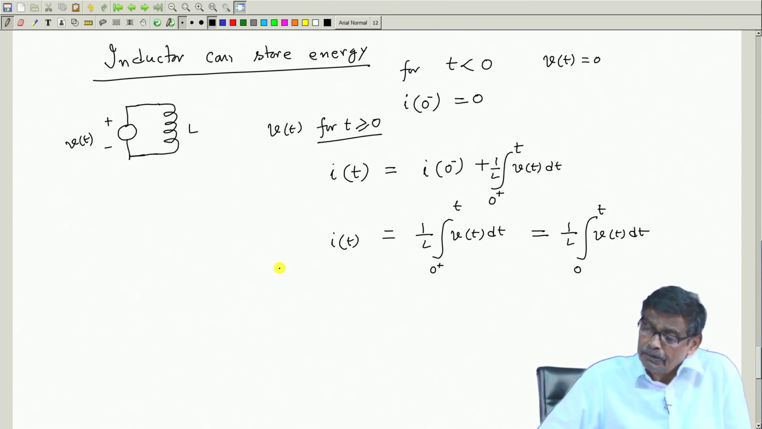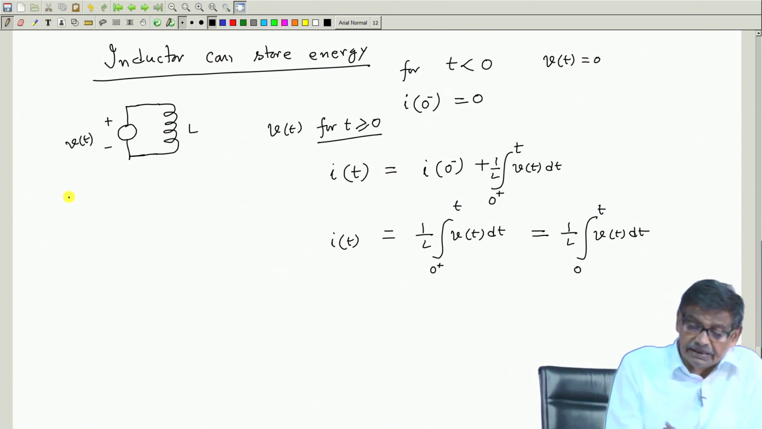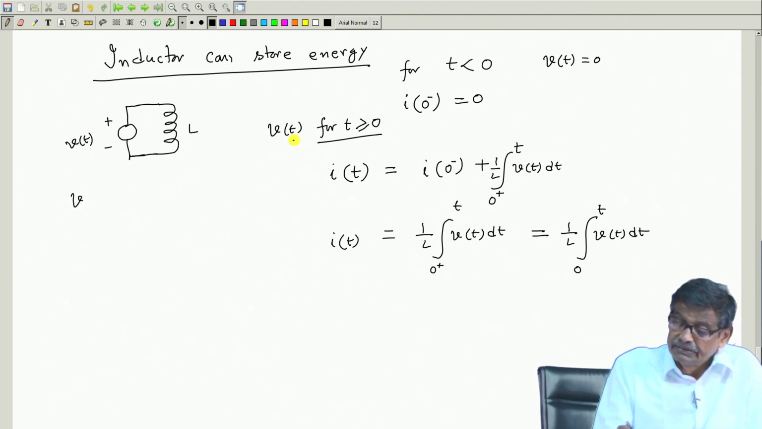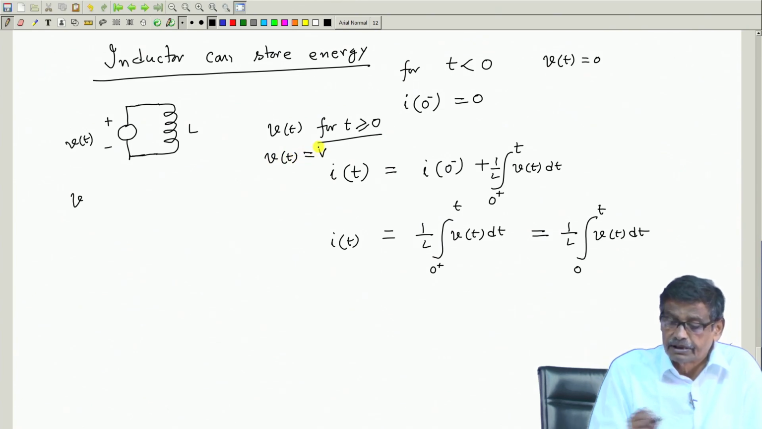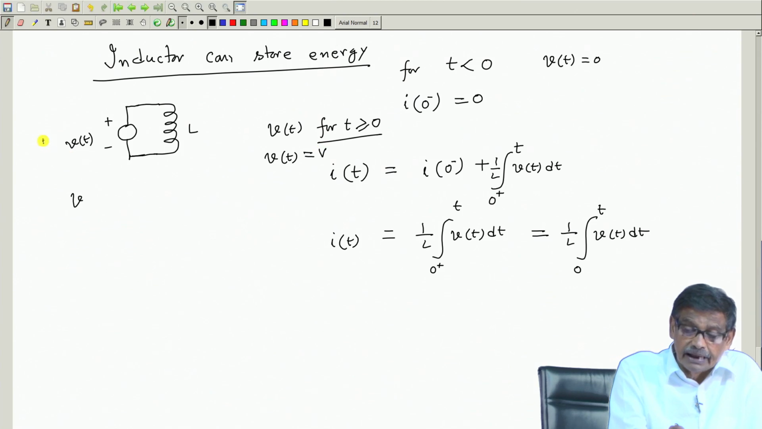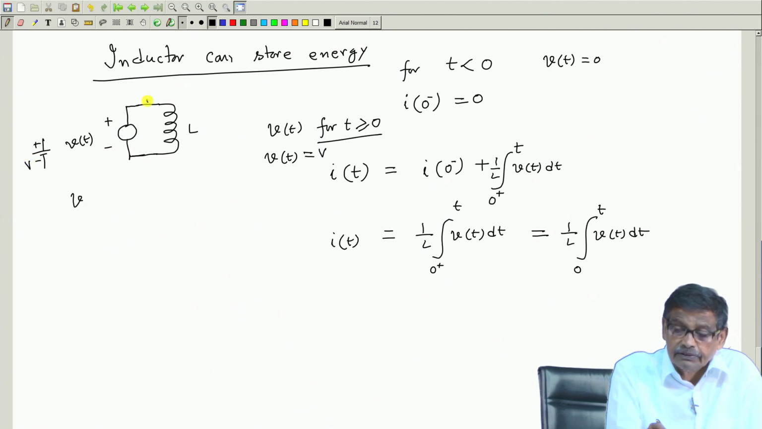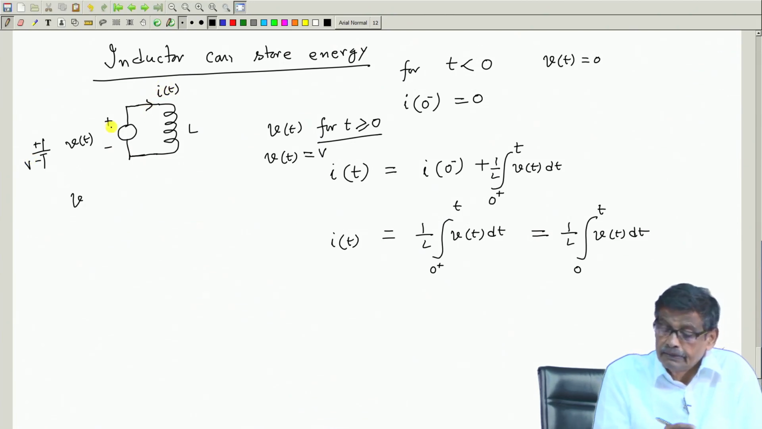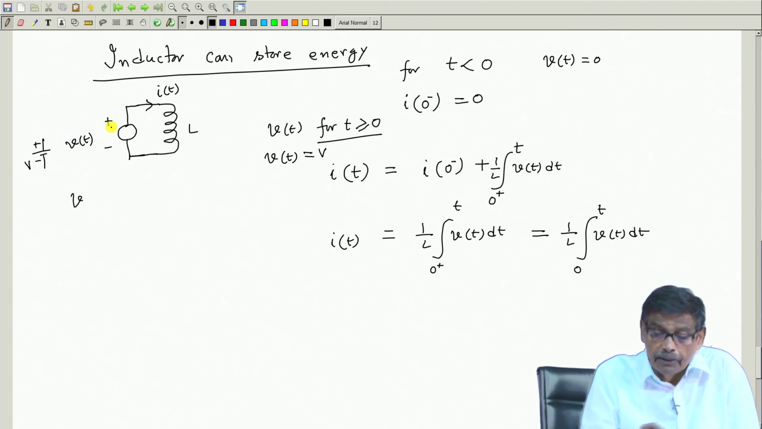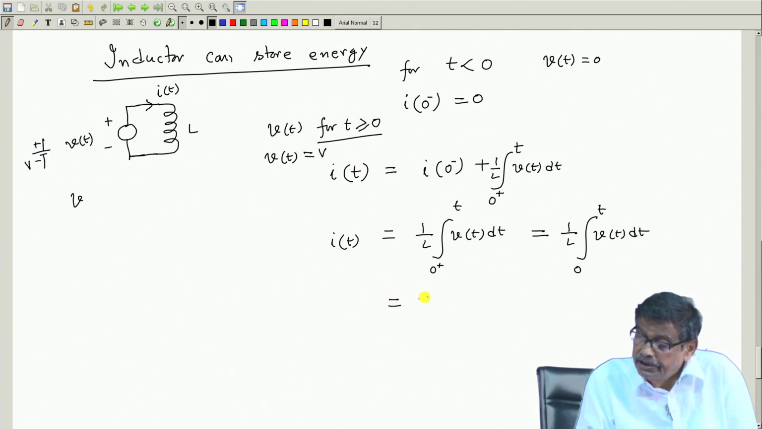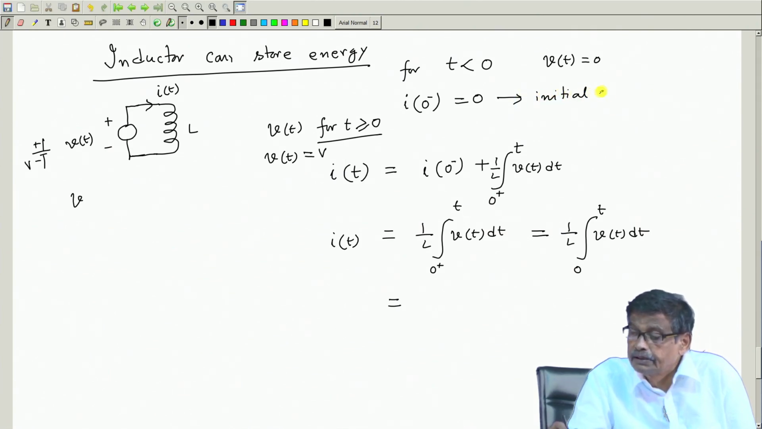For example, somebody says that v(t) for t greater than 0 is a battery, a constant voltage. This v(t) is a battery V with this polarity that you have applied. So, suppose you applied a constant voltage V, then you will find the current through the inductor, which had no initial current. This is called the initial current.